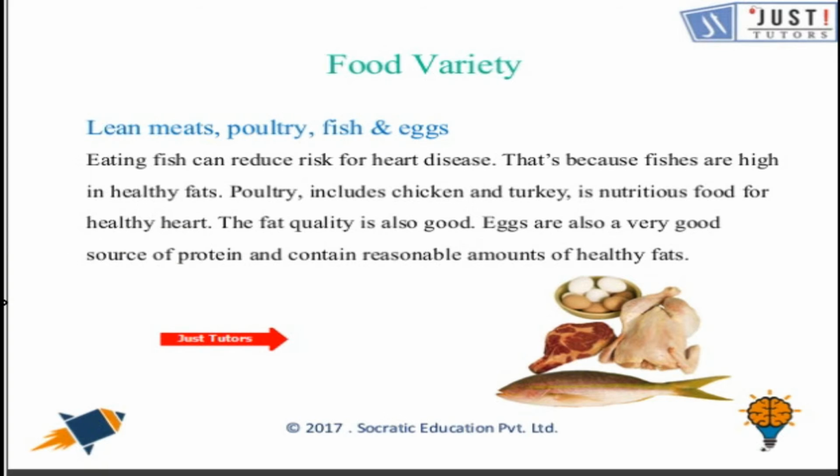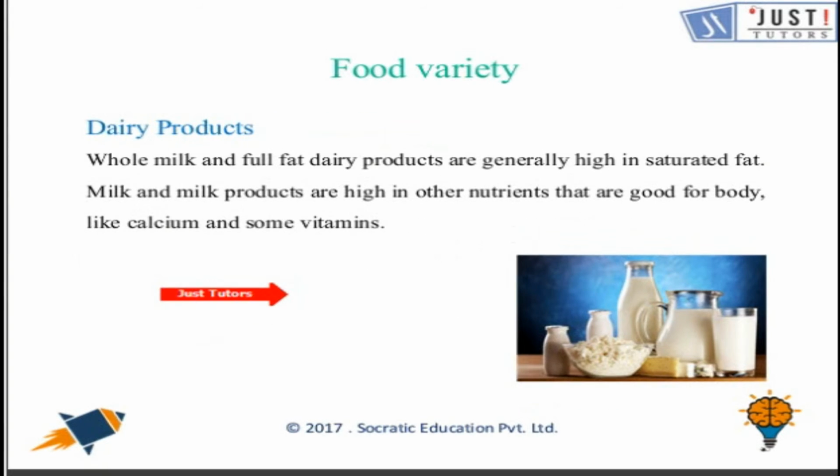Now let's move forward to our last group, which is dairy products. Intake of dairy products is linked to improved bone health. If you take dairy products daily, you'll get enough calcium, vitamin D, and proteins. So that was all about the different food groups. Now let's move forward and try a few questions.